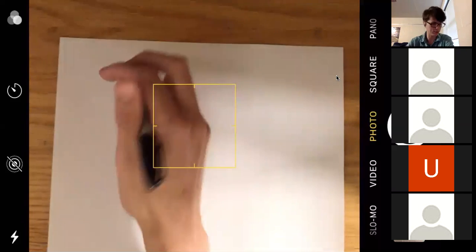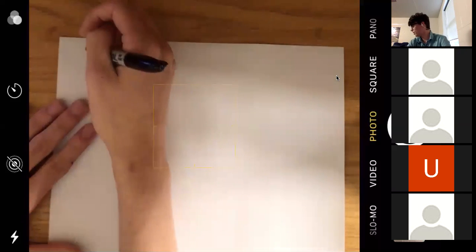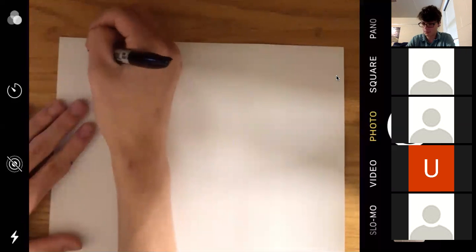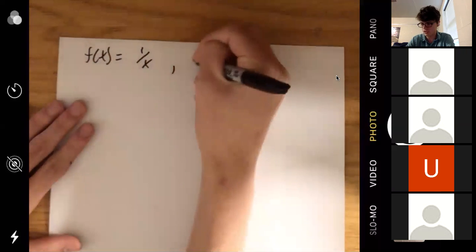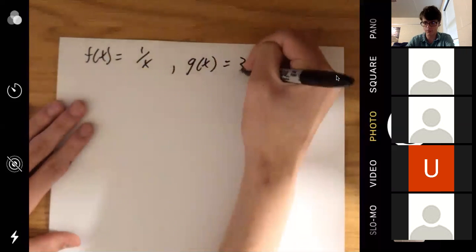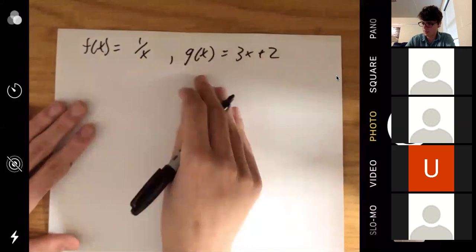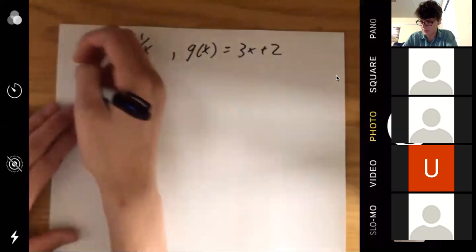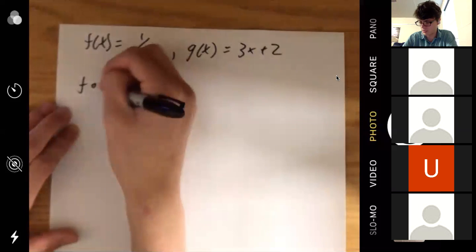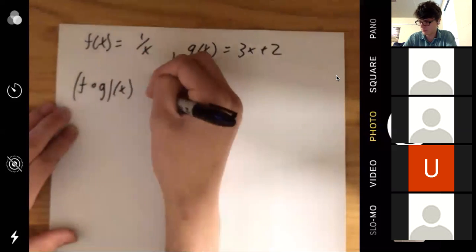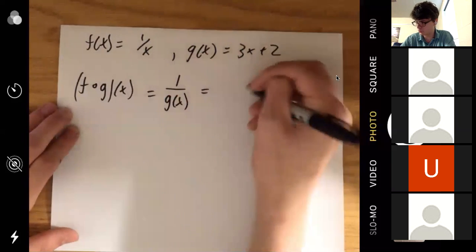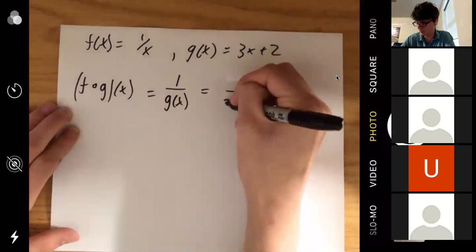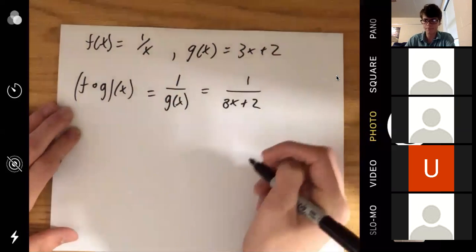That paper had a purpose. Anyway, so what if I had f of x equal to 1 over x and g of x equal to 3x plus 2, for example? Then if I wanted to take f of g of x, this would just be 1 over g of x, like I said before, which is 1 over, now that g of x is defined, 3x plus 2.